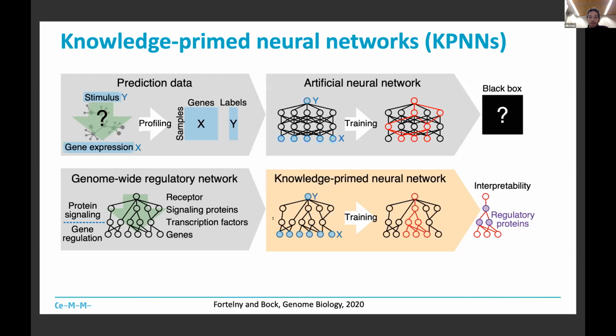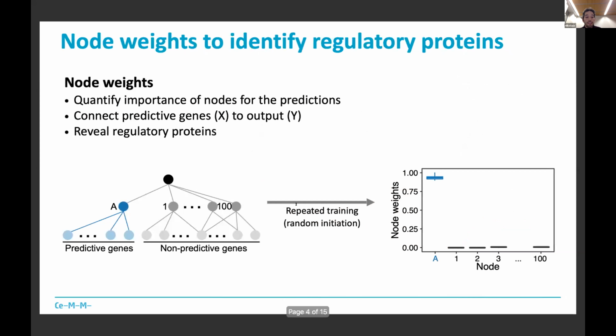So the first important part is how to interpret or how to identify these important proteins. And so here, what I used was node weights. So the neural networks have edge weights. So for each edge, it tells us how important that connection is. It can be positive or negative, but I want to interpret the proteins. So I need node weights.